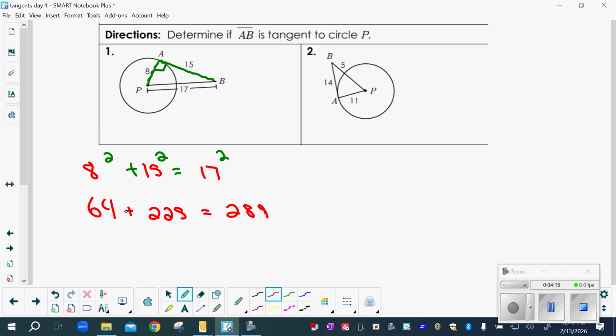I'm going to see, does this work? And I'm just going to do my little calculator because I'm that lazy. And I'm going to say 64 plus 225. Guess what? It works.